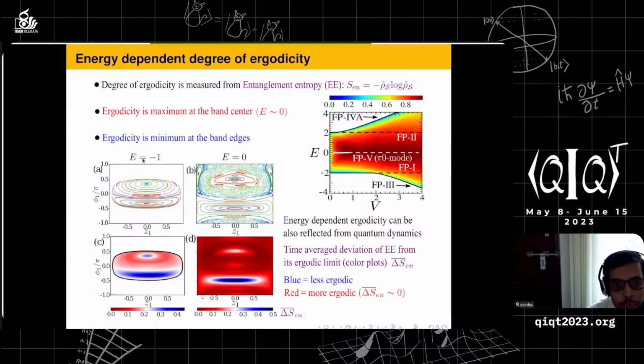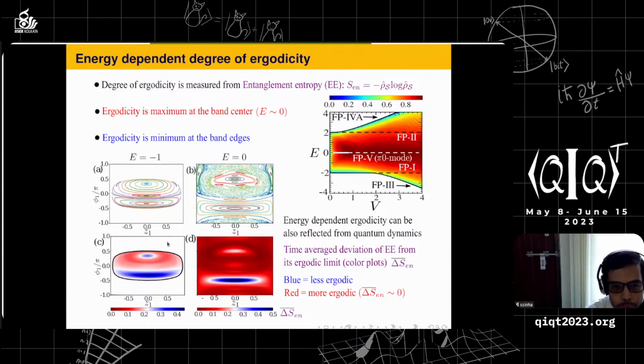So we also try to analyze in another context. We calculated the Poincare section in the classical dynamics for certain classical energy densities, say E minus 1 and E zero. E minus 1 corresponds to close to the band edge, which will be less ergodic, so we see the regular orbits there. And then for E equal to 0, some mixed phase-space behavior appears in the classical regime. So now we ask whether such a thing can be reflected in the analogous quantum system.